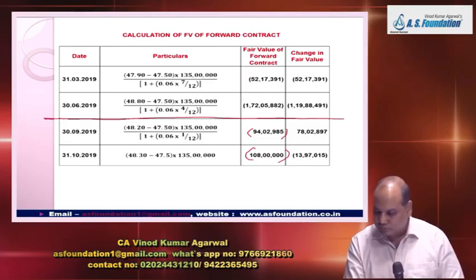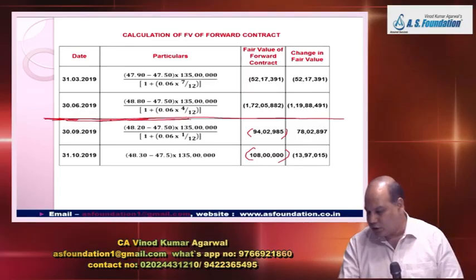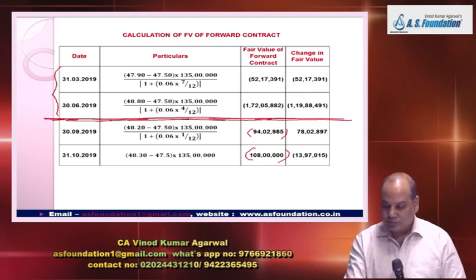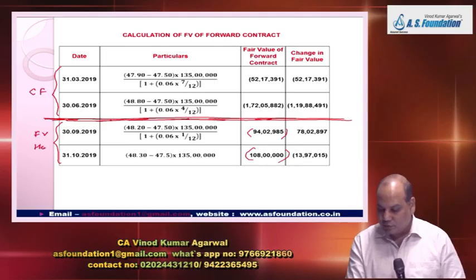You draw a double line here, because up to this period it is cash flow hedge reserve accounting. So the difference will go to OCI. And then after that it is fair value hedge accounting. Then the difference will go to the P&L account. Is it right?